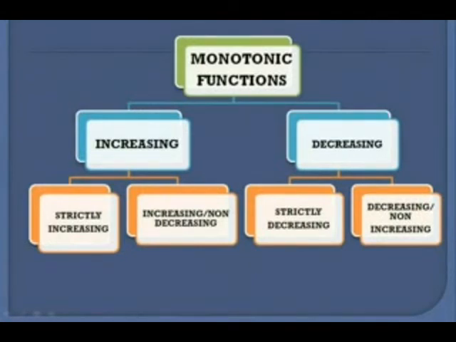Now, monotonic functions can be divided into two categories, that is, either they are increasing or they are decreasing. Again, in the increasing category, they have been subdivided into strictly increasing or non-decreasing. And similarly, in the decreasing category, they have been further divided into strictly decreasing and decreasing or non-increasing. So one by one, we are going to see the nature of these monotonic functions.